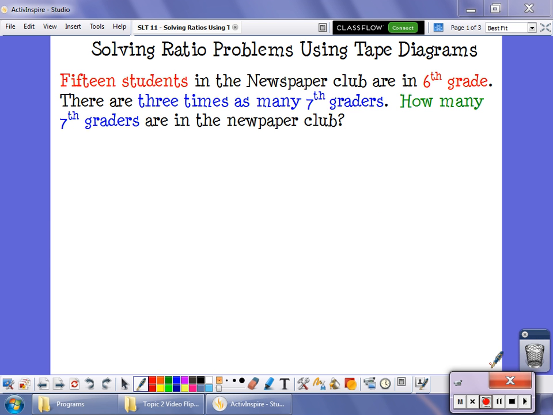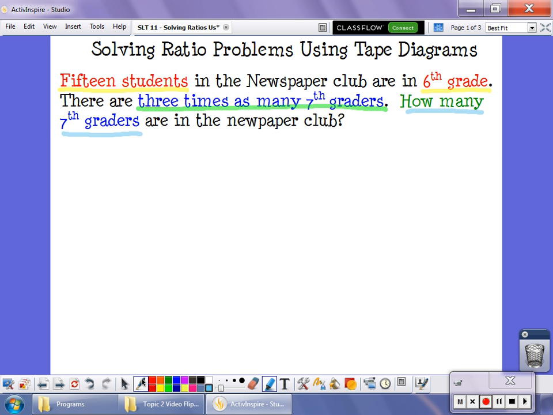Tape diagrams can also be used to solve ratio problems. When you use a tape diagram, you use rectangles or tapes to represent different parts of your ratios. In this problem, we have 15 students that are in the newspaper club who are 6th graders. And there are 3 times as many 7th graders. Our question is asking us, how many 7th graders are in the newspaper club?